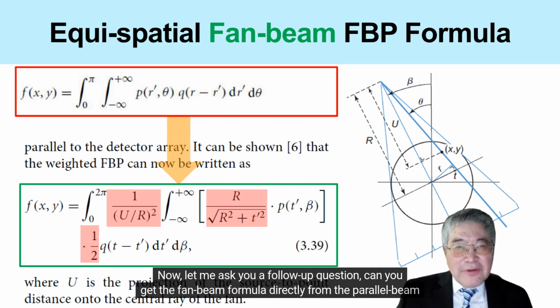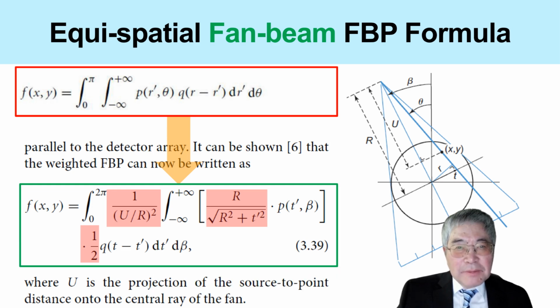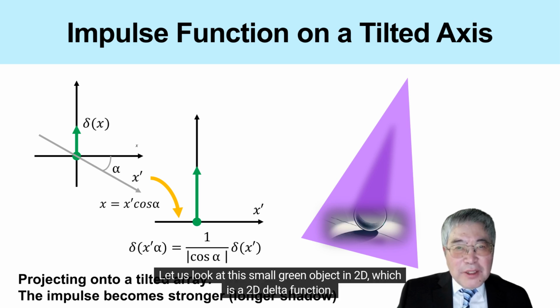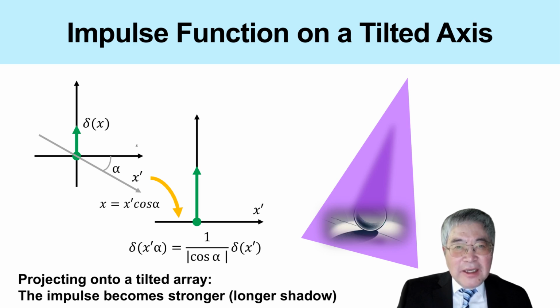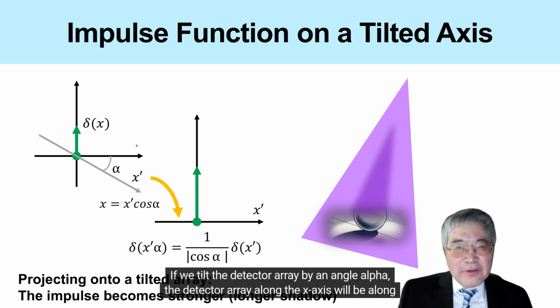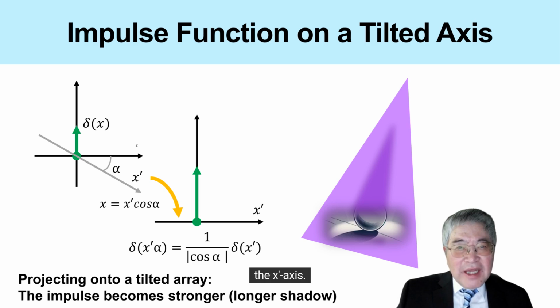Now, let me ask you a follow-up question. Can you get the fan beam formula directly from the parallel beam formula? Let us look at this small green object in 2D, which is a 2D delta function. If you measure it with vertical X-rays on the detector array along the x-axis, then we have a 1D delta function after the projection. If we tilt the detector array by an angle alpha, the detector array along the x-axis will be along the x' axis.